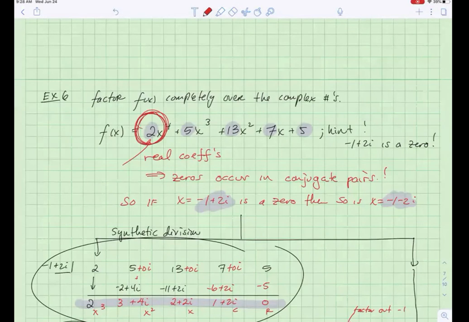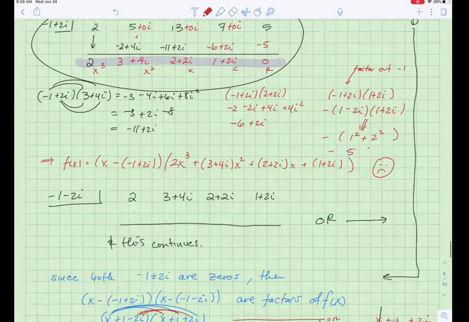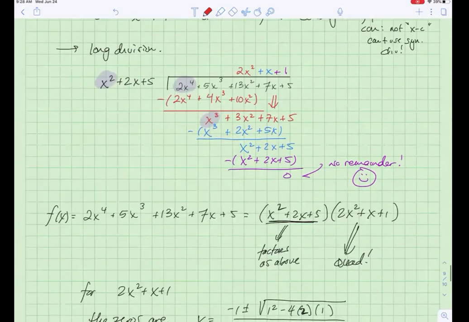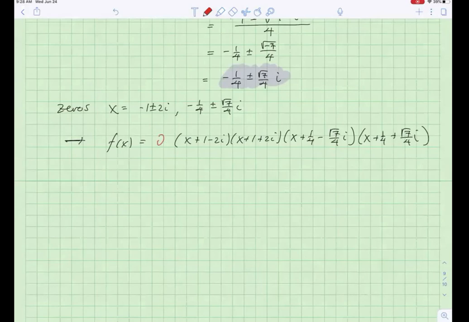Because the lead coefficient has to be 2. So watch out.